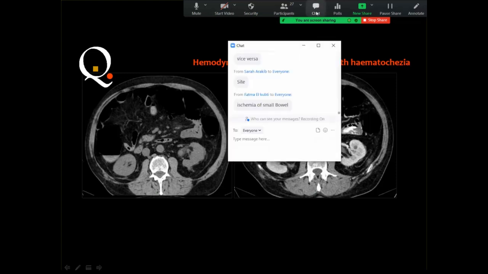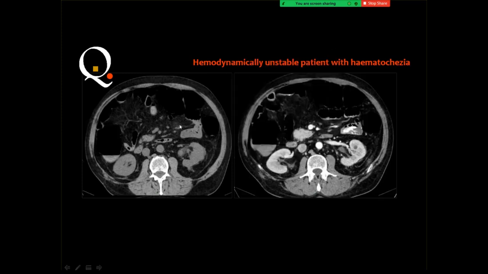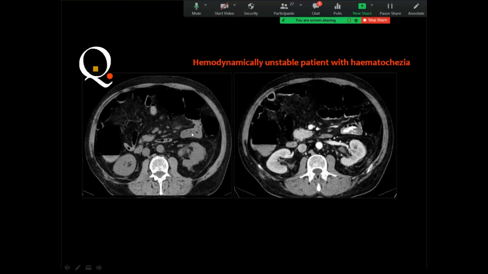No, this is not ischemia of the bowel. But if you look carefully here for this particular loop in the pre-contrast study and in the post-contrast study, you can see significant contrast enhancement and what looks like vascular abnormality in the wall of this bowel. And this, of course, is a vascular lesion, which is the cause of bleeding.